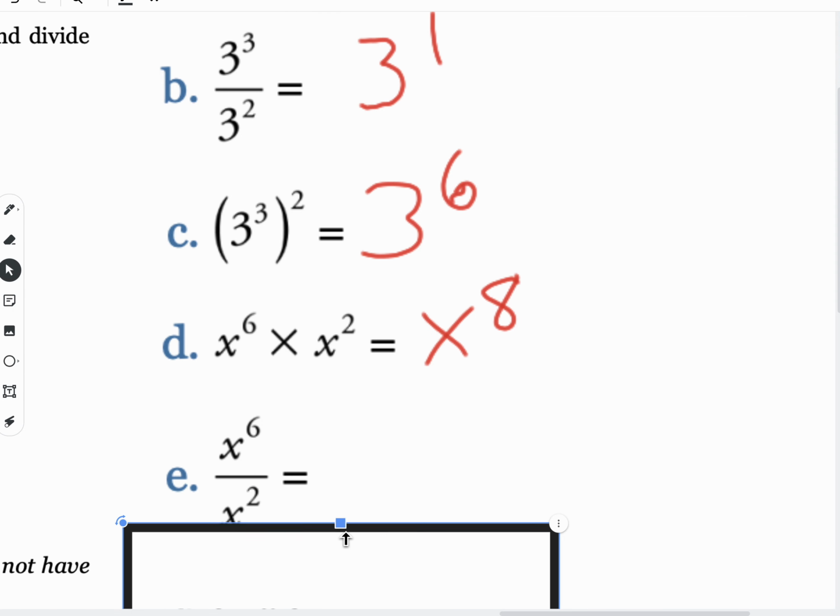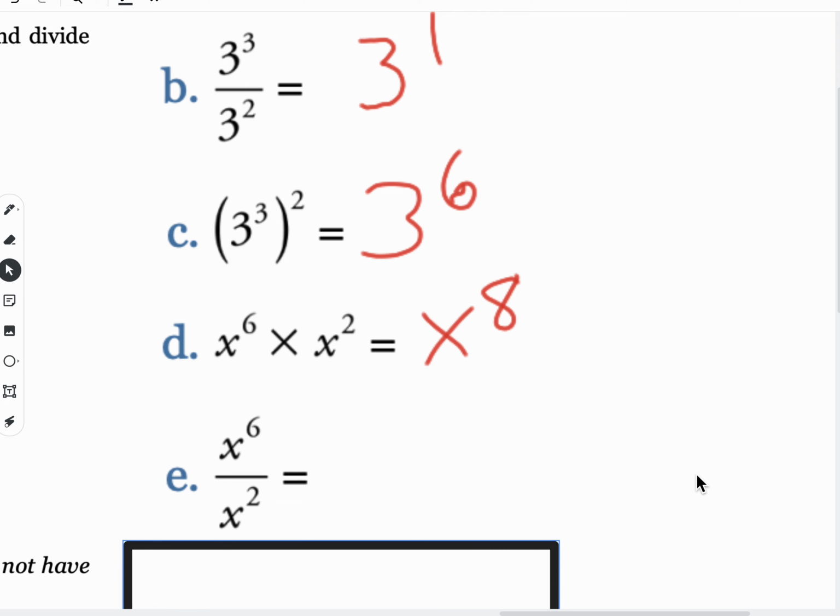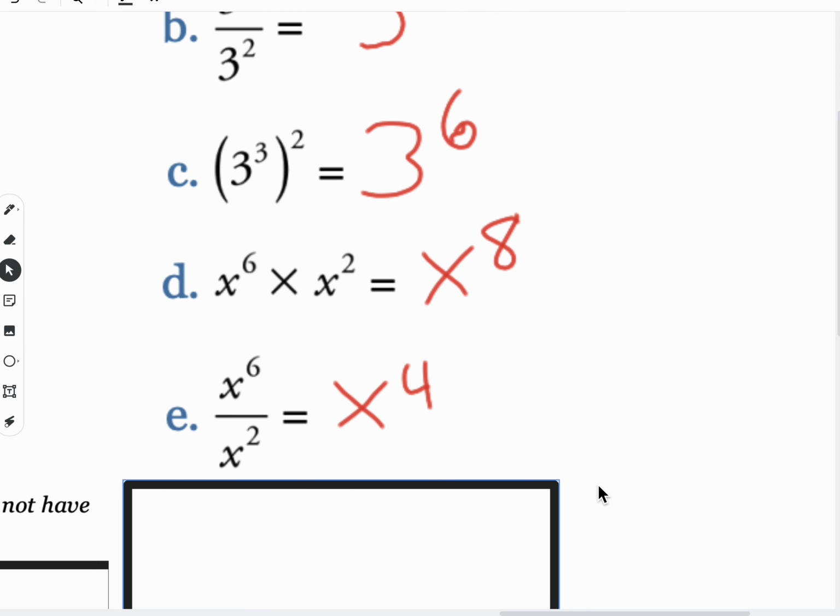E is x to the sixth power divided by x squared. When we are dividing exponents, we subtract them. This will be x to the fourth power. 6 minus 2 is 4. We'll keep that same variable x.